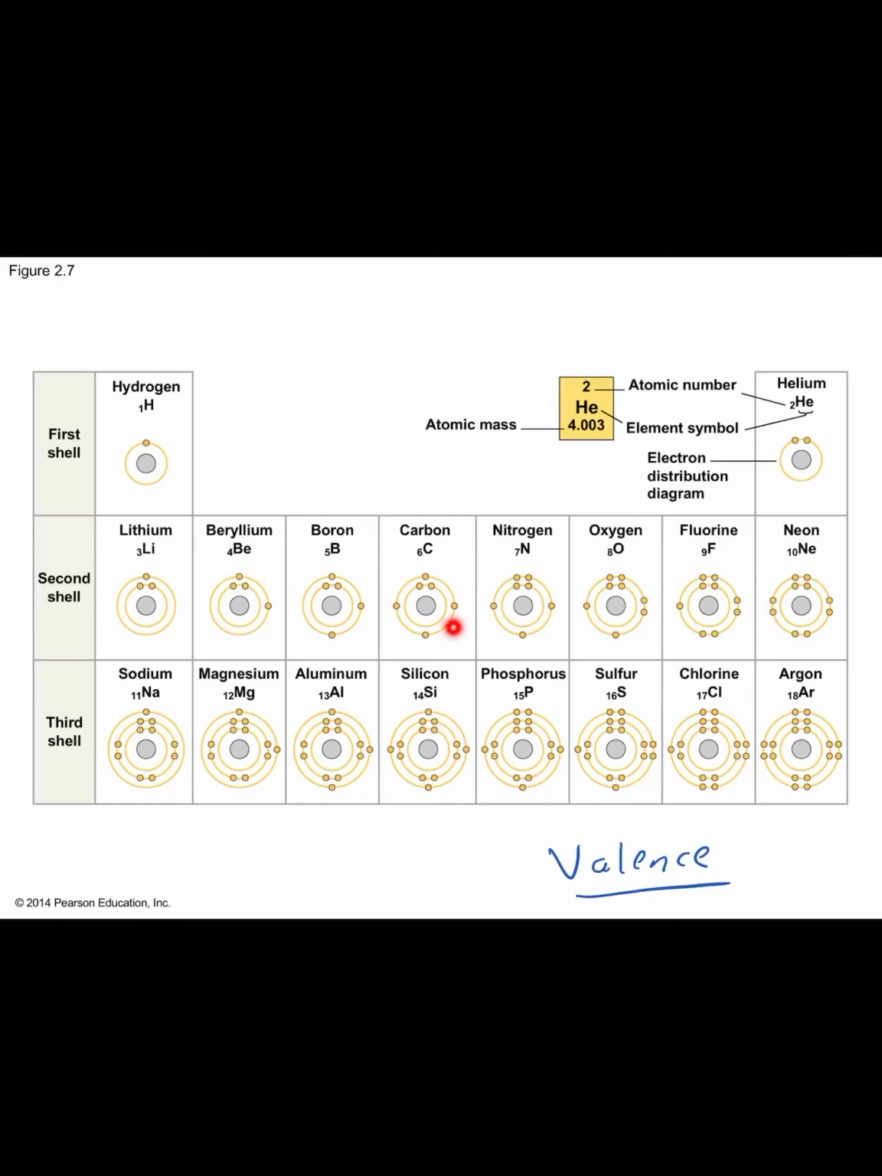So look at carbon. It has 4 outer shell or valence electrons, correct? 1, 2, 3, 4. It would need to bring in 4 more electrons to complete its outer shell. That means it forms 4 bonds. So the valence that you see there, that term, refers to the number of electrons an atom would need to bring in to complete its outer shell.